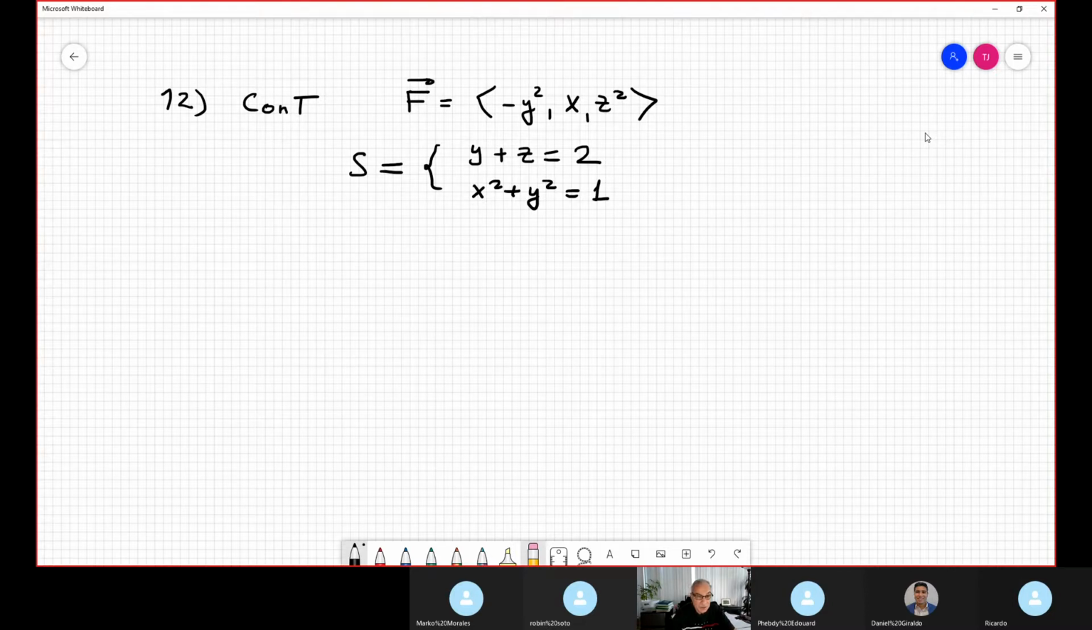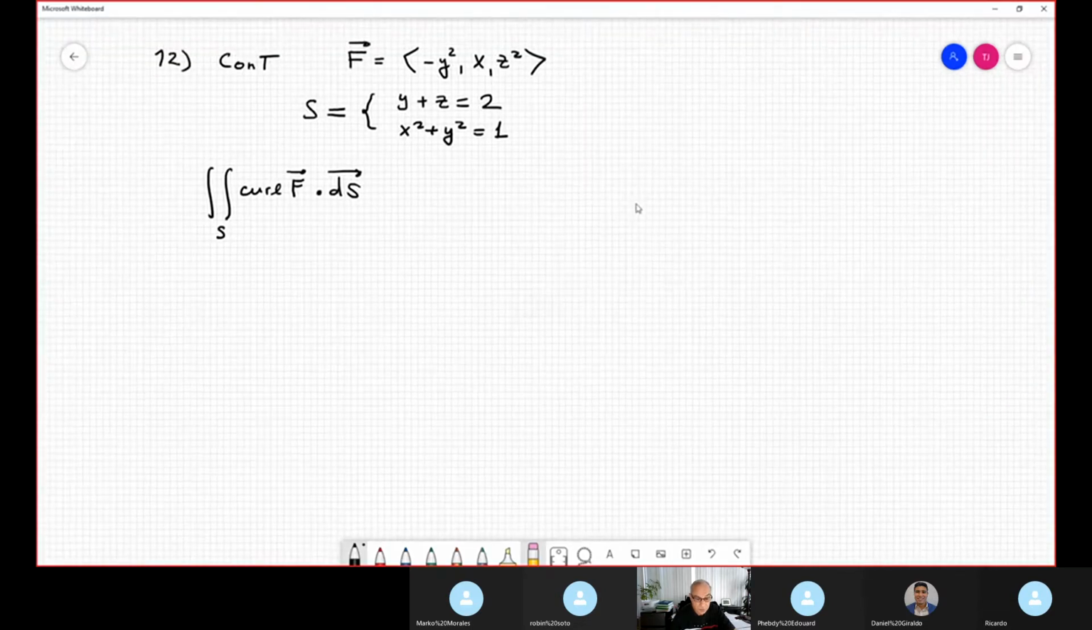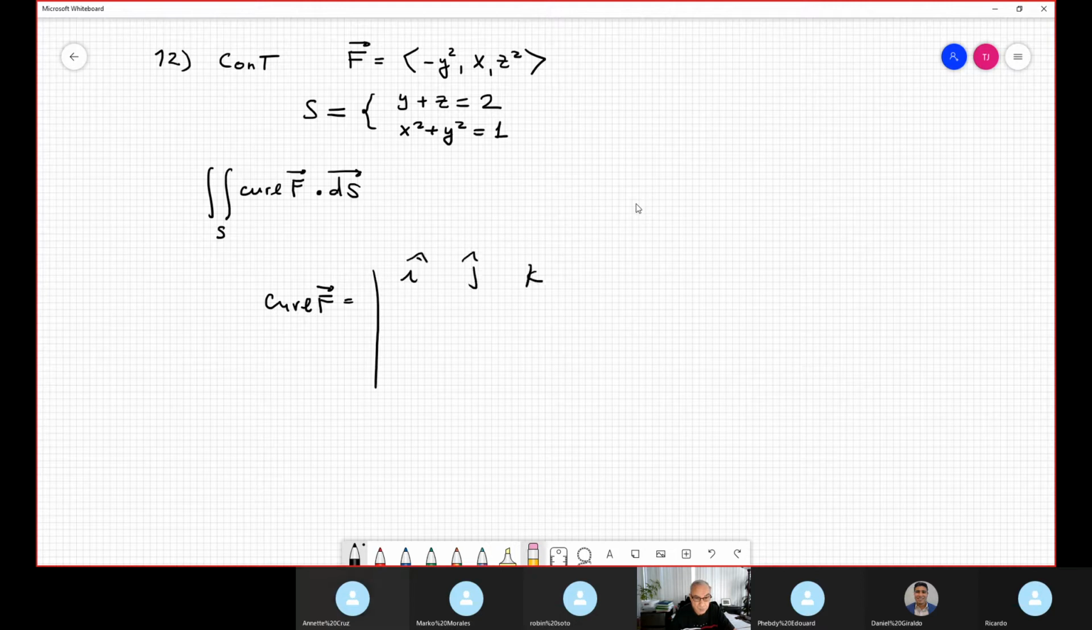To verify, basically the thing we are doing now is the surface integral of the curl of the vector field. So the first thing you should do is compute the curl: the determinant with i, j, k, and the partial derivatives with respect to x, y, and z.